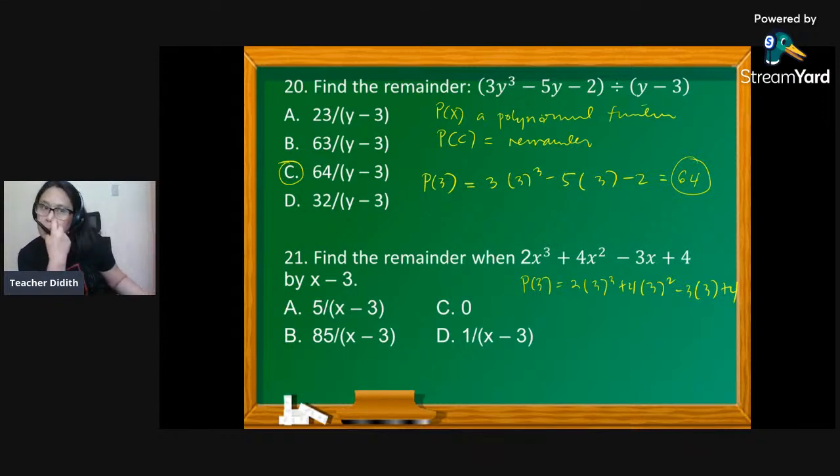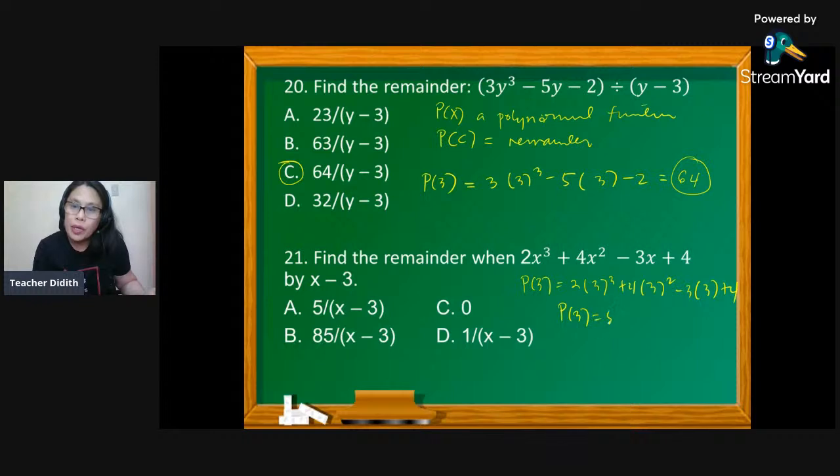Okay, what is the answer? B. Correct. So, P of 3 is 85. So, the remainder is 85 all over x minus 3. And B is the answer. Very good.